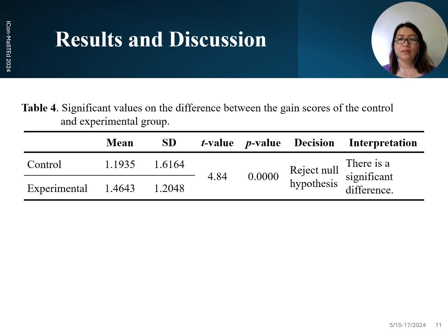Table 4 shows the significant values on the difference between gain scores of the control and experimental group. As shown in the table, the computed t-value is 4.84 with a p-value of 0.000. With a p-value less than the 5% level of significance, the null hypothesis is rejected. Thus, there is a significant difference between the mean gain scores of the control and experimental group. This further implies that the experimental group shows significantly higher scores than the control group. It is also inferred that the method applied in the experimental group can significantly contribute to increasing performance of the students compared to the method applied in the control group.